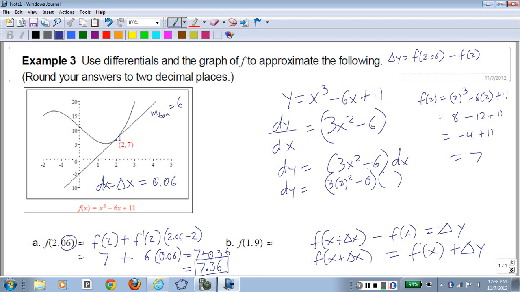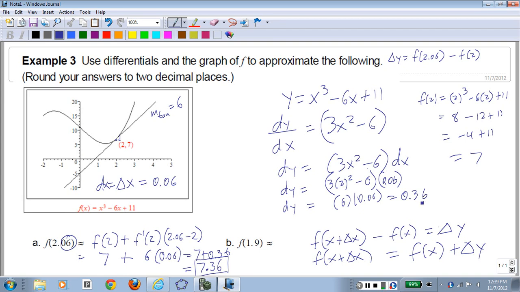For our purposes, dx and delta x are always going to be the same. Dy, we hope, is going to be close to delta y, and thus can be used as an approximation for delta y. But dx and delta x are going to be the same. Dx equals delta x equals 0.06. Dy equals 6 times 0.06, which is 0.36.